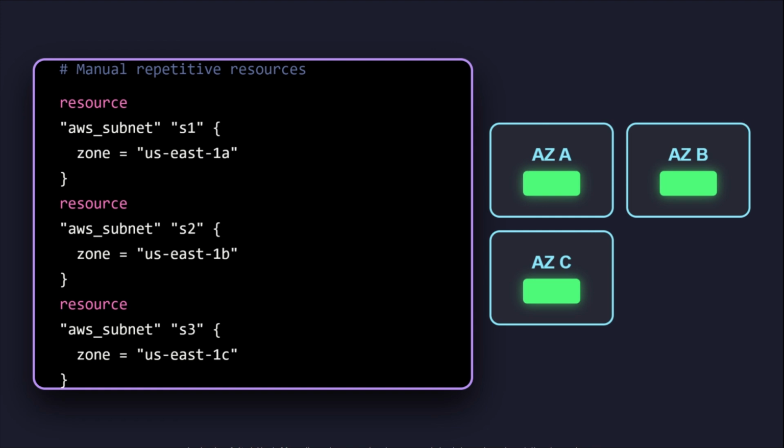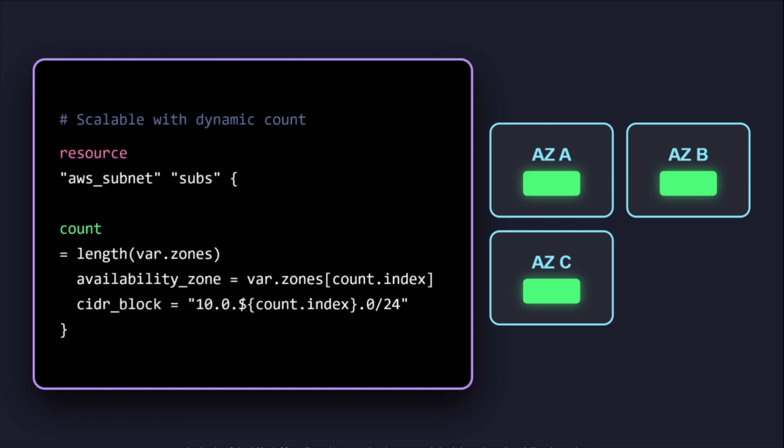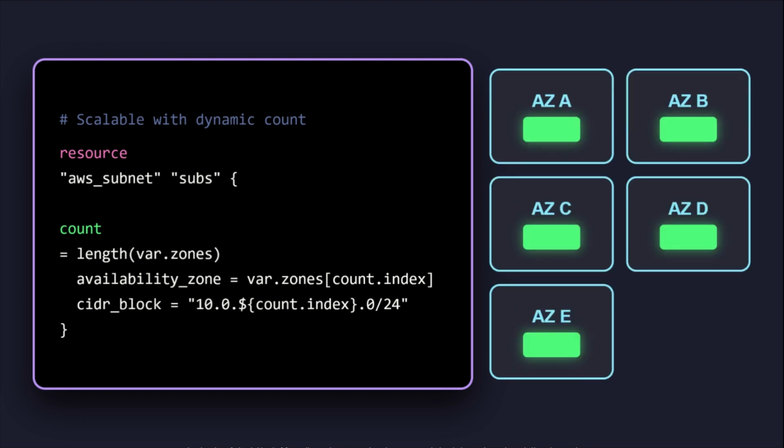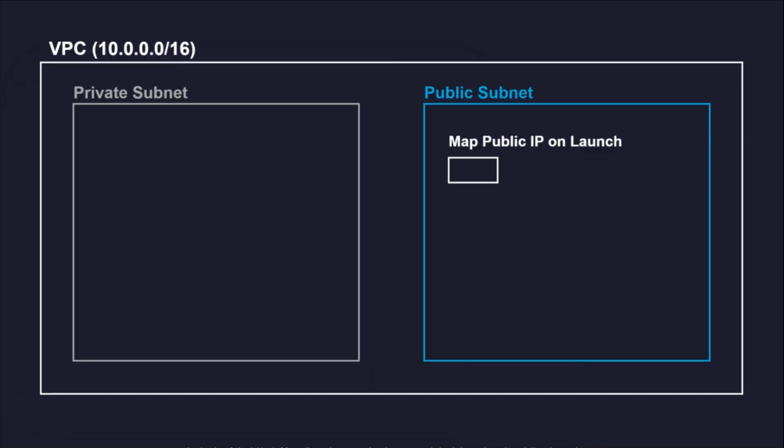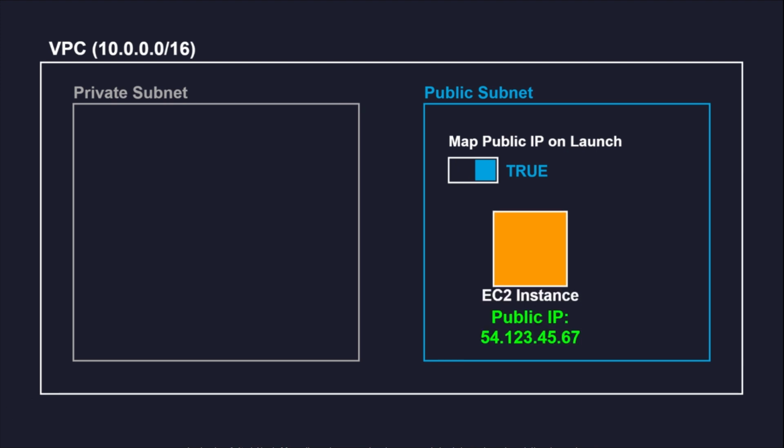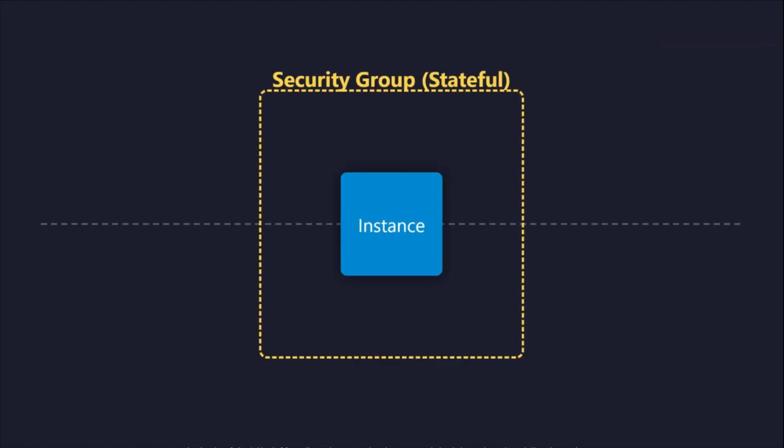Employ the count or for each meta argument to generate subnets based on the number of available zones. This makes your Terraform code scalable and adaptable to different regional capabilities without manual editing. For public subnets, set the Map Public Internet Protocol on Launch attribute to true. Any instance deployed here will automatically receive a public address, which is necessary for reaching the instance via Secure Shell.